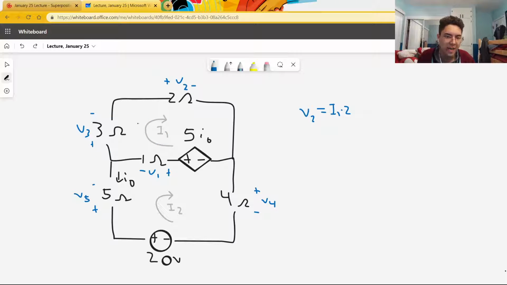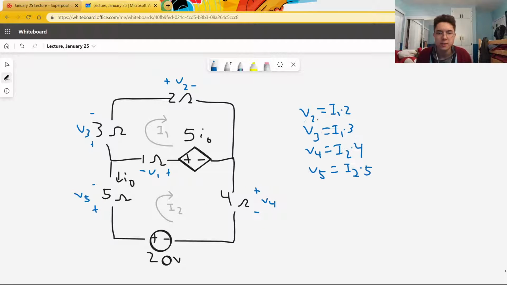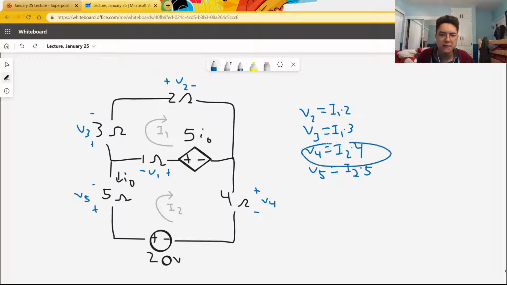V3 is affected only by I1, and I1 matches the sign convention for V3. V5 is affected only by I2 and matches the sign convention for I2, and V4 is similar. So V3 equals I1 times 3, V4 equals I2 times 4, and V5 equals I2 times 5.